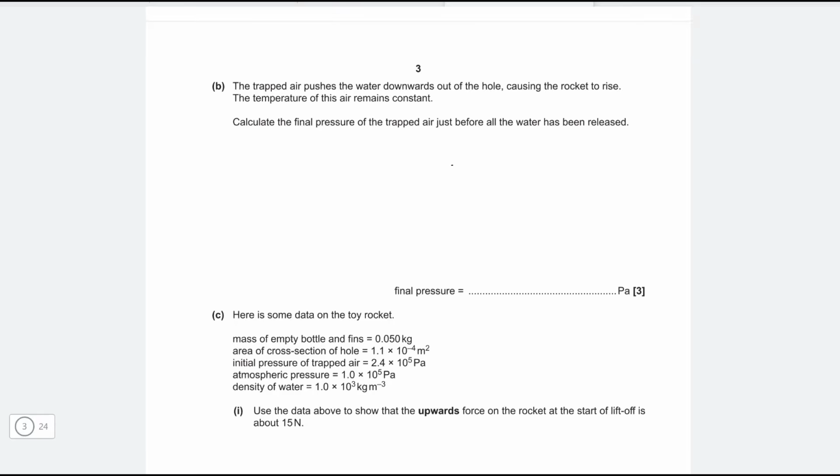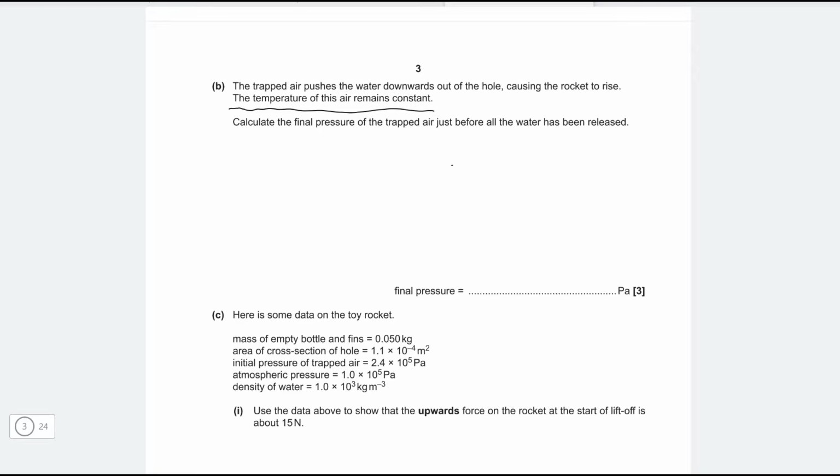So part B: the trapped air pushes the water downwards, causing the rocket to rise. The temperature remains constant, and we want to calculate the final pressure of the trapped air just before all the water has been released. Now, the very statement that the temperature of the air remains constant is a clue for us to use Boyle's law to calculate the final pressure. You don't need to write the explanation of why you're using Boyle's law in the exam. However, in this video, I would really like to not only solve the problems, but explain how I'm actually thinking about what equation to use.